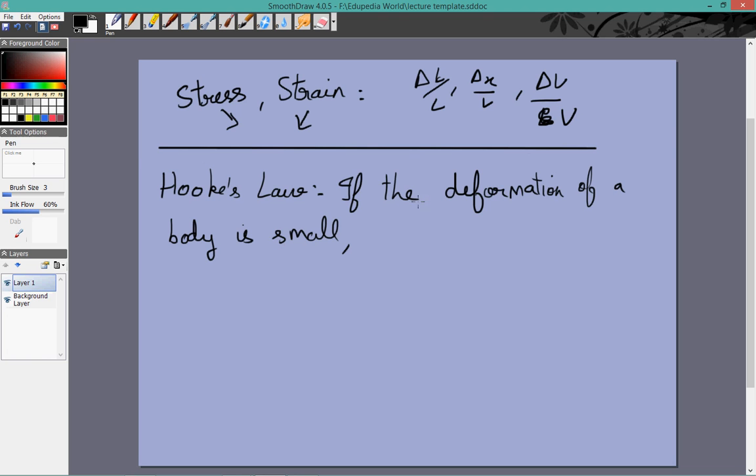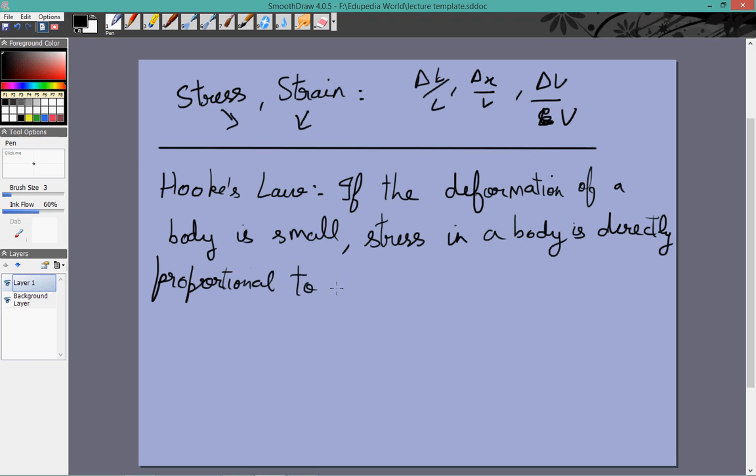In that case, the stress in a body is directly proportional to strain. That means the more stress you apply, the more the volume will change or the length will change. If you apply the double amount of stress, then the volume will change by twice as much as it had previously. Right. Now this also has many different forms.